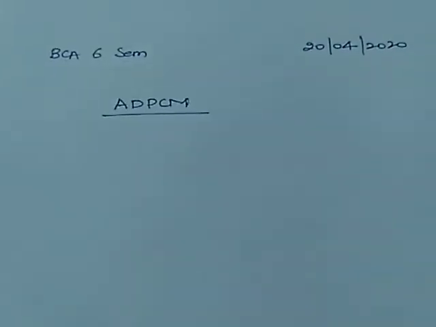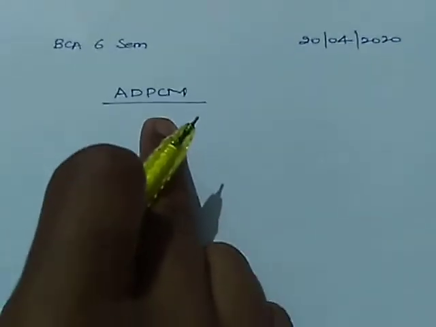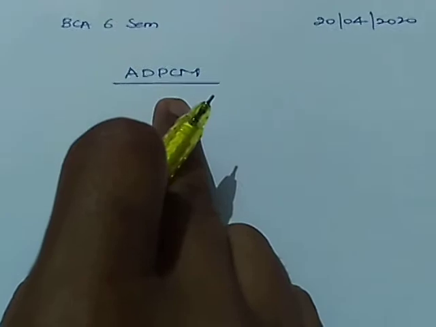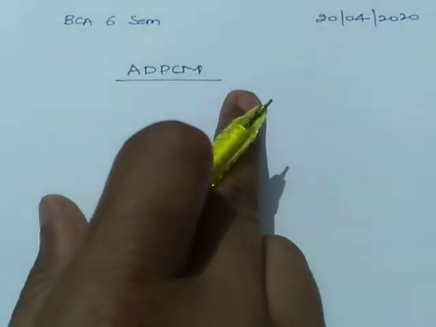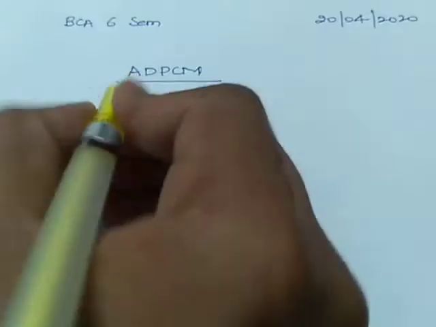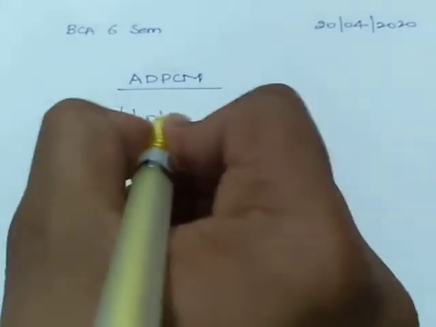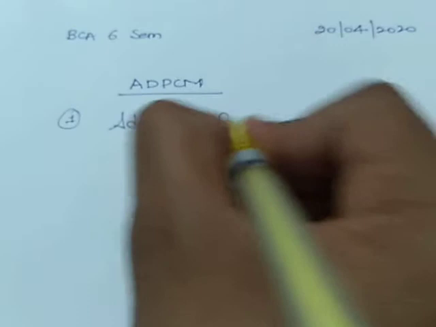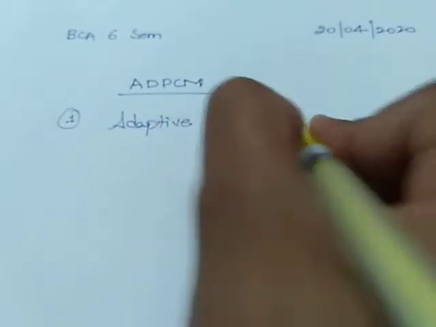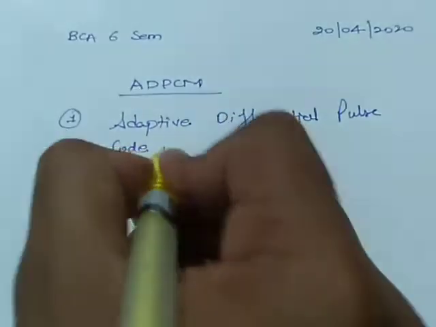Today we will study adaptive differential pulse code modulation. Now, in DPCM, that is differential pulse code modulation, it does not change according to the speech and the voice that is being coded. Now, ADPCM means adaptive differential pulse code modulation.